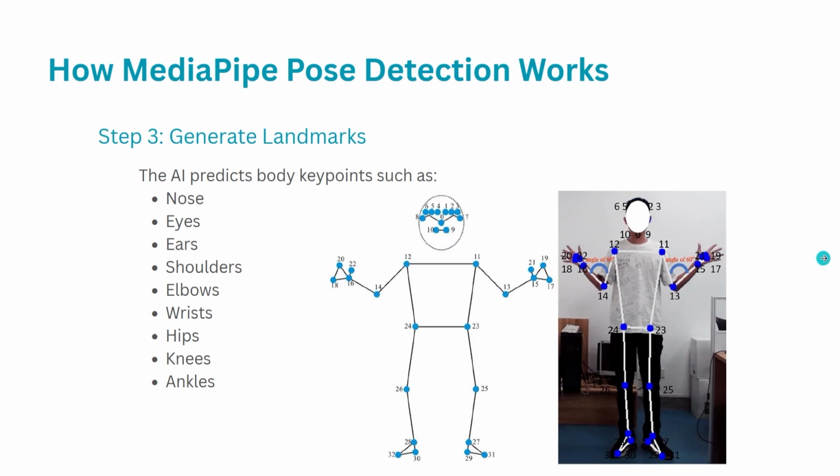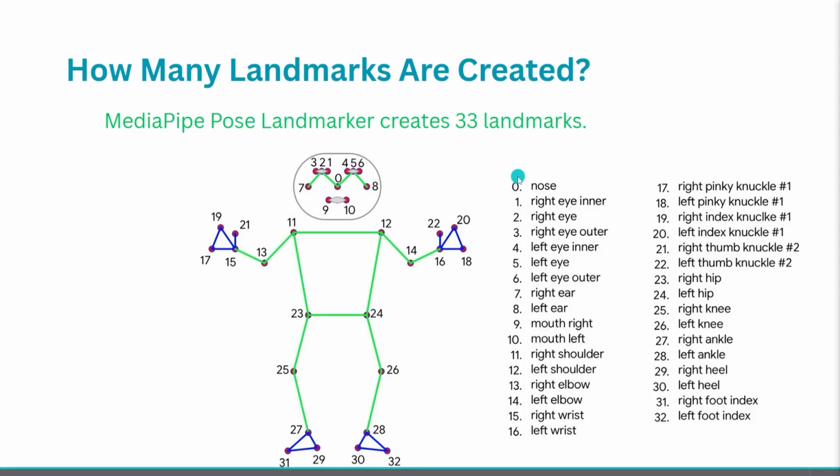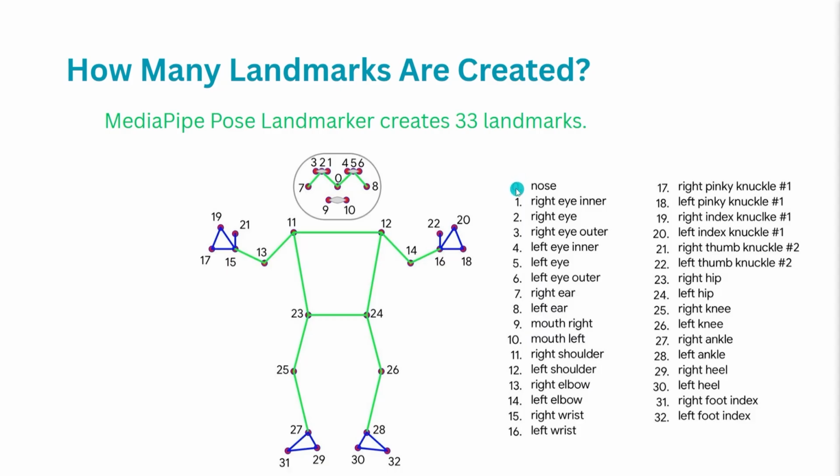Now, as I told you earlier, MediaPipe Pose Landmarker creates 33 different landmarks. In our previous tutorials, we already learned about hand landmarks. The hand landmark model detects 21 hand landmarks. But Pose Landmarker creates 33 different landmarks. And every landmark number represents a part of our body. So, if we use 0, then it represents our nose. If we use 10, it represents mouth left.